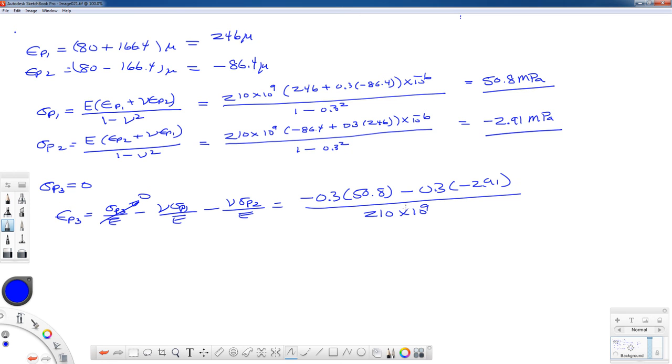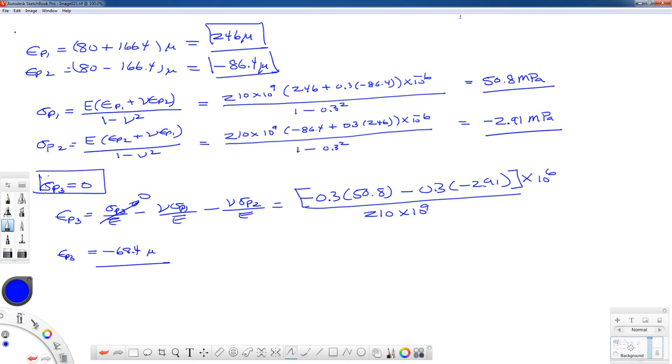Okay, and I got minus 68.4. Let's see, I need to be careful here. Since those are in megapascals, I need to take this times 10 to the 6. I got minus 68.4 microstrain. So now we have all of our principal strains and all of our principal stresses for this particular problem, which is what they were asking for.